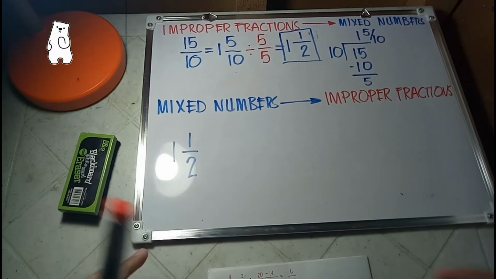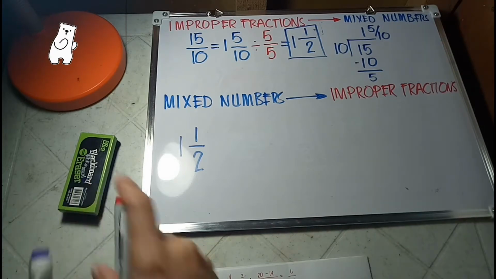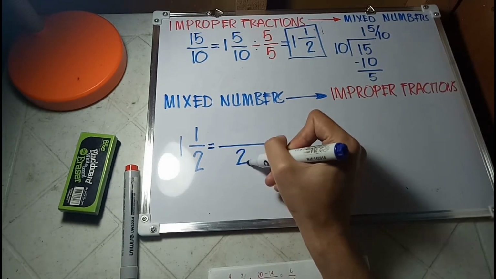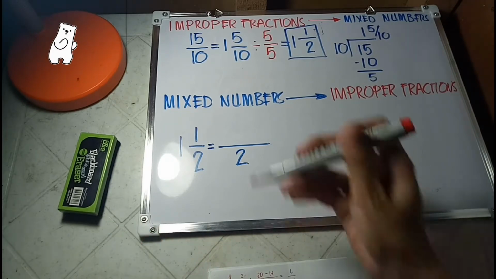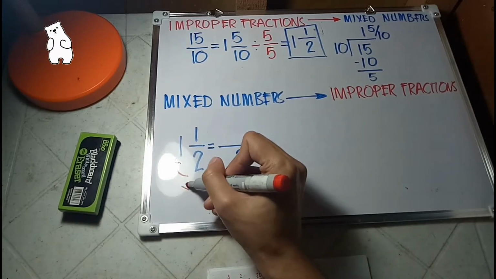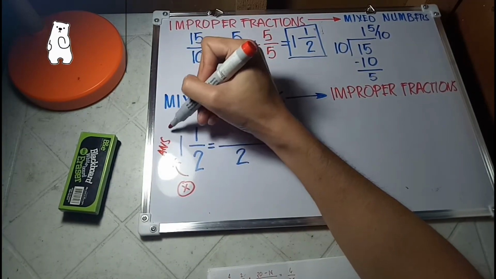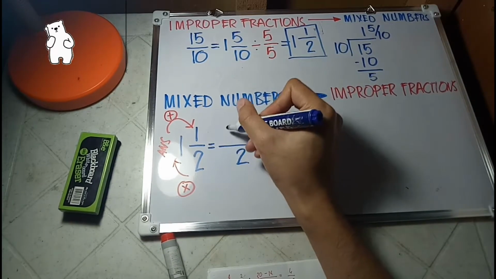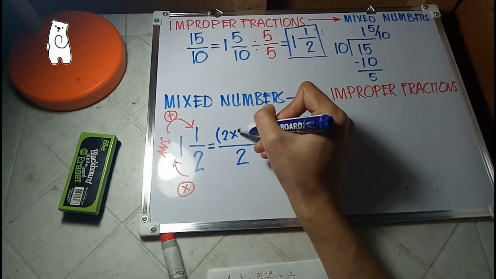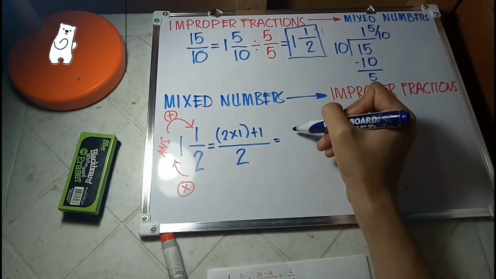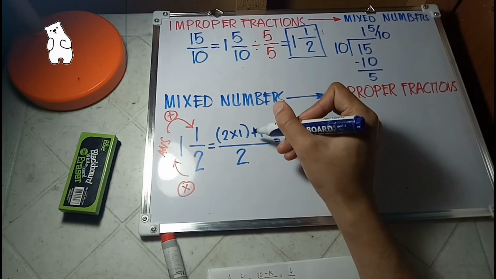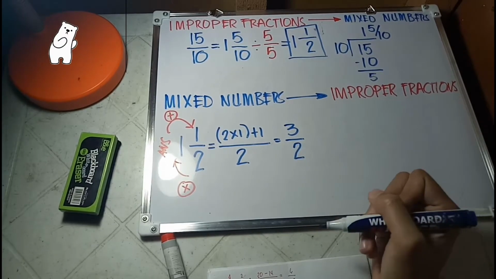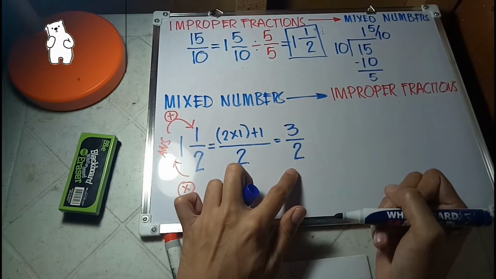Okay, so next I'll be converting this mixed number 1 and 1 half into an improper fraction. Same thing rin po yung process natin kanina. Copy paste lang po natin yung denominator niya, which is 2. After that, I'll be multiplying the denominator to the whole number, and the answer will be added to the numerator. So, lalagay ko lang po siya sa parenthesis, 2 times 1 plus 1. Then that would be 3 halves. As you can see guys, 3 halves yung lumabas na sagot.